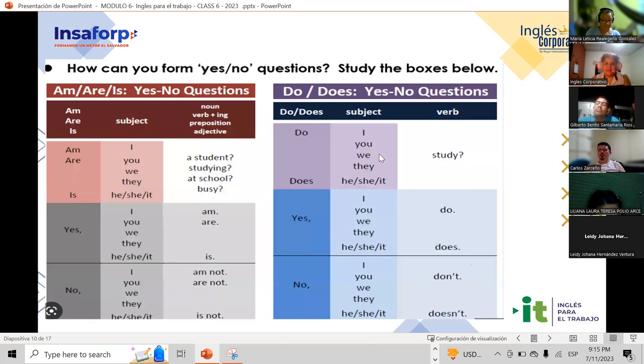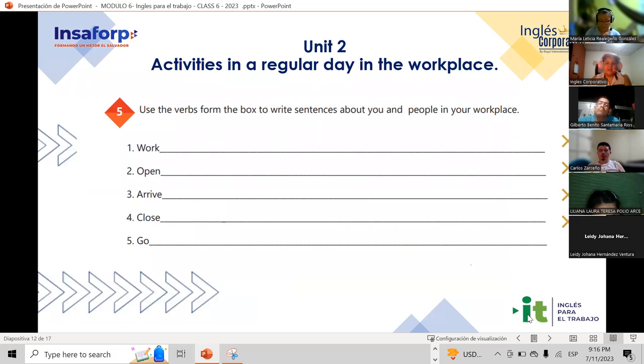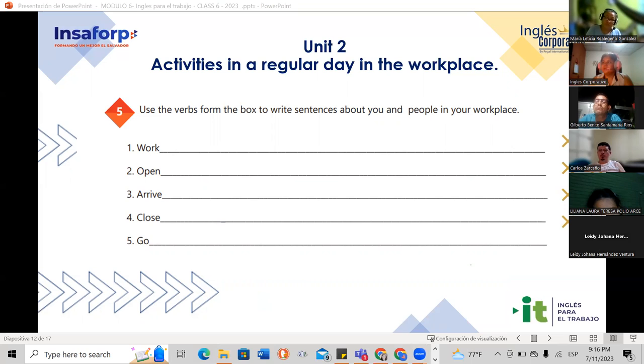So we already reviewed here the questions, how to structure one question. Of course, we're going to see more examples later on. So if I want to use these verbs, I'm going to create some sentences. Tell me using these verbs. For example, with third person, just think of one sentence and let me know which sentence you have in mind. For example, here it could be Maria Leticia. We are going to use that verb. Work or works? Works.